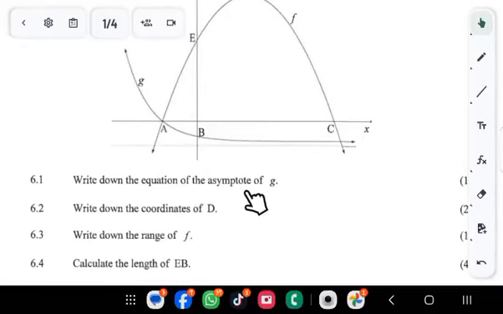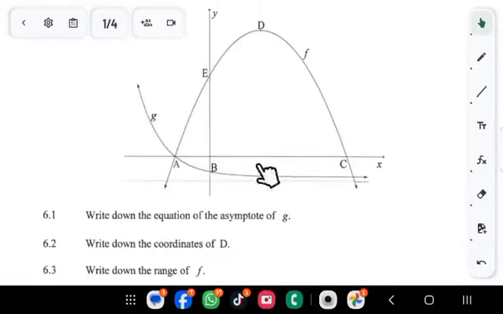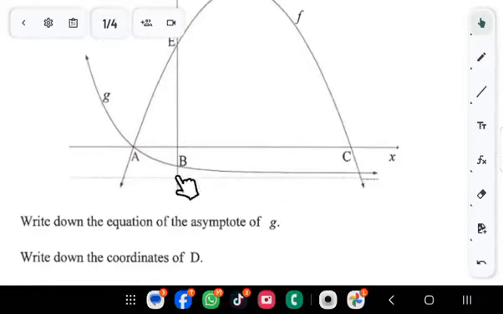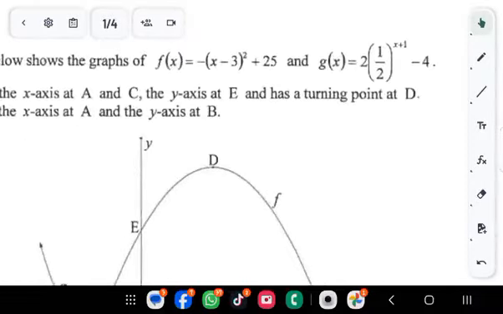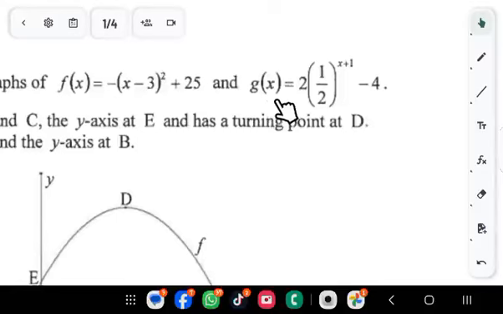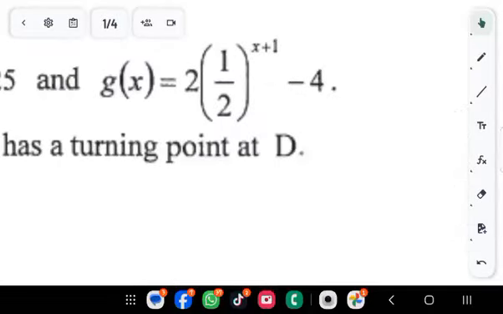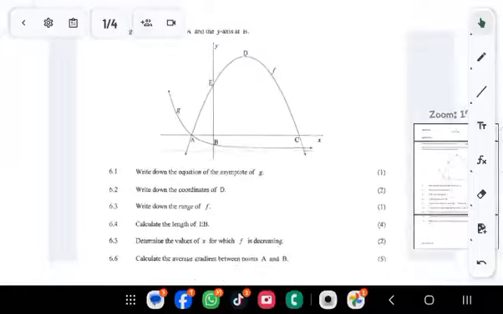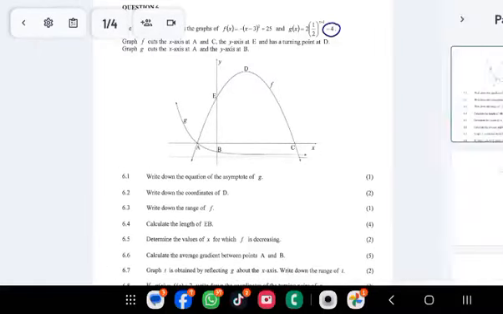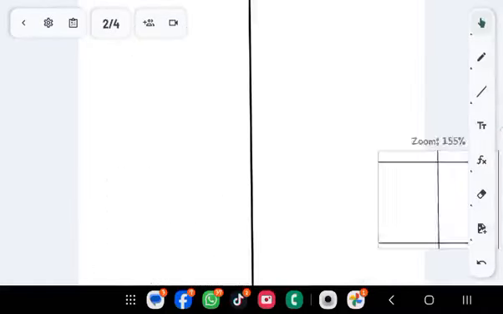Write down the equation of the asymptote of g. That is question 6.1. Remember, g has an asymptote, and the asymptote will be given in the equation. Now, the equation goes g of x equals 2 times (1/2) to the power of x plus 1, minus 4. And this part here is the asymptote. So the asymptote is y equals negative 4. That's the equation of the asymptote.